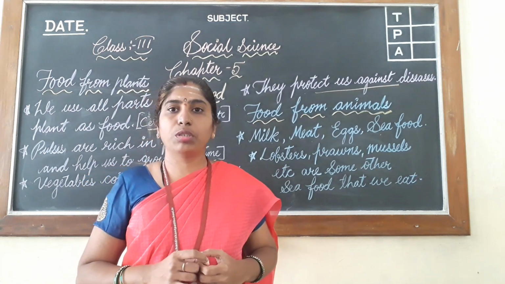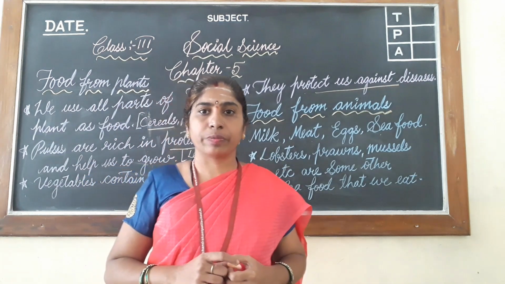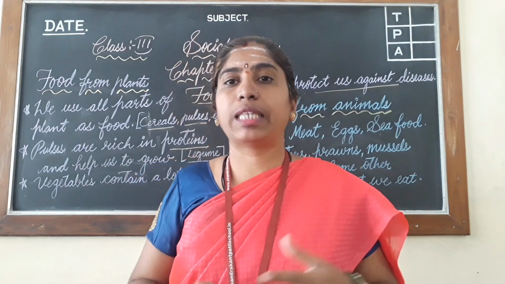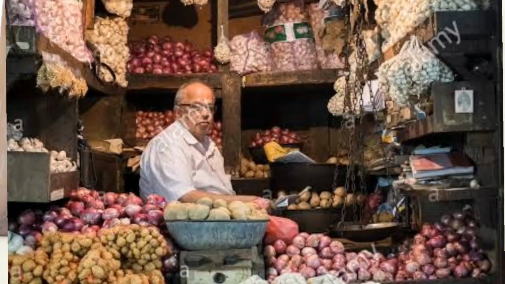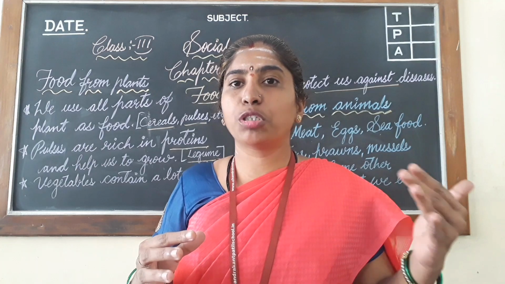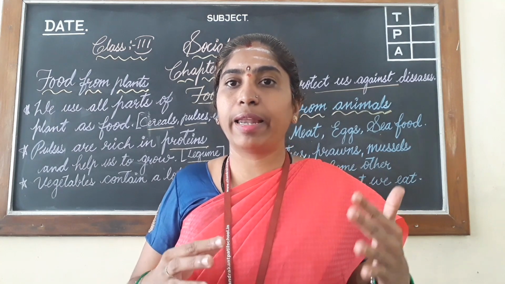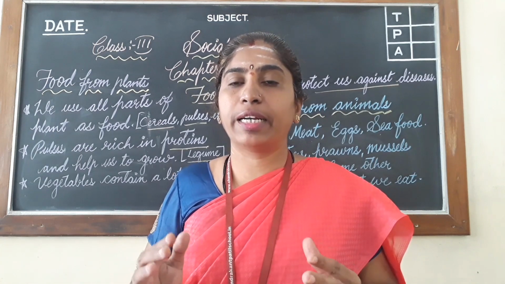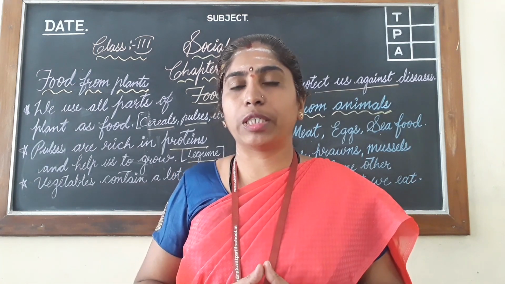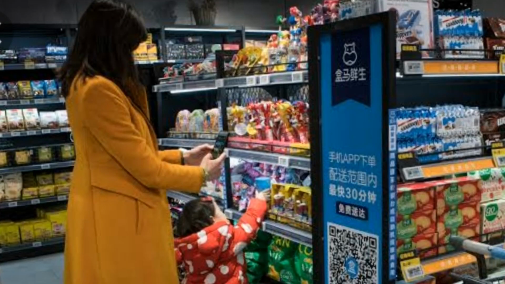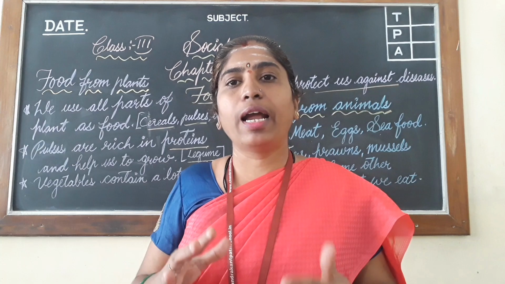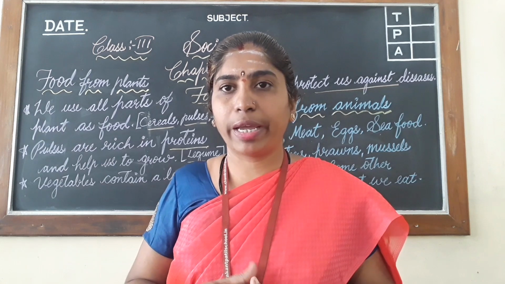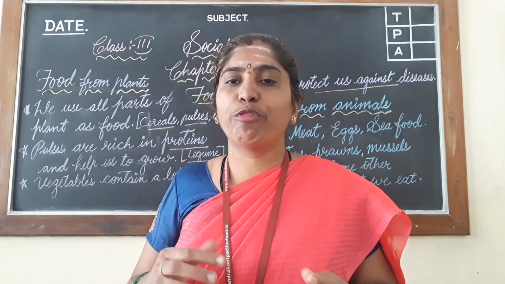Now let's see how the food reaches. The farmers sell the food to the wholesale traders. Then from there it goes to big market. There these wholesalers will sell it to the retailers. Retailers means local shop owners. From there we go and buy it and fill it in the container and store it. Okay. This is the way.